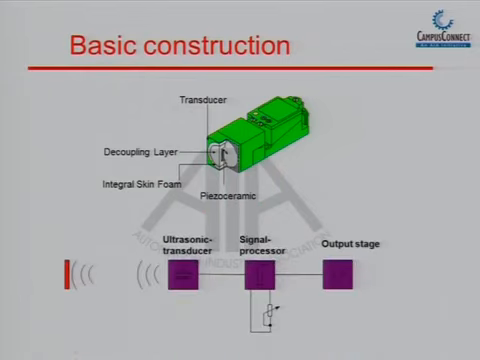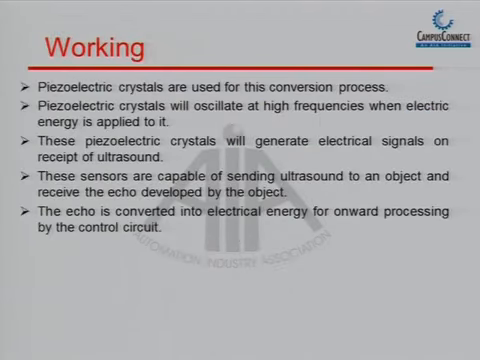So, this is just the construction. This is a transducer, this is a signal processor, and then there is an output stage. The transducer produces sound waves. These sound waves get hit and reflected back by the target, and the signal processor compares the sound intensity, and based on that we produce an output.